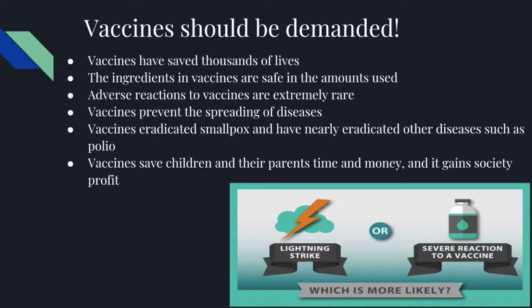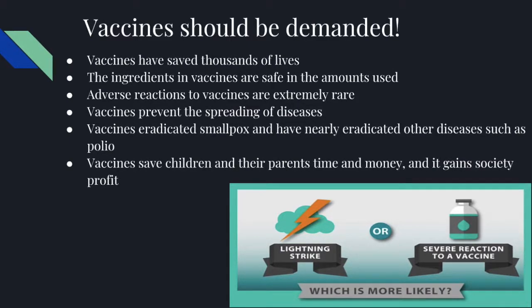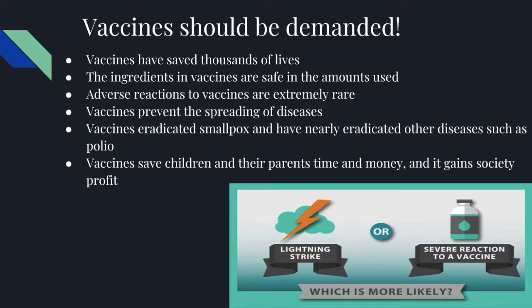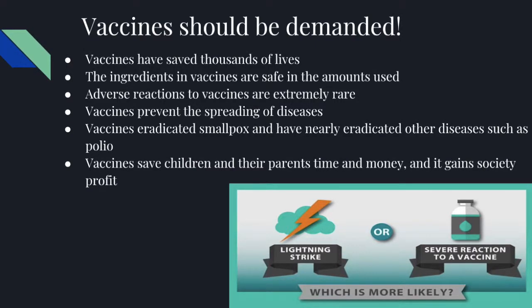Serious allergic reactions are extremely rare. Sanjay Gupta, chief medical correspondent for CNN and practicing neurosurgeon, says that you are 100 times more likely to be struck by lightning than to have a serious allergic reaction to the vaccine that protects you against measles. Vaccines protect against the spread of diseases.